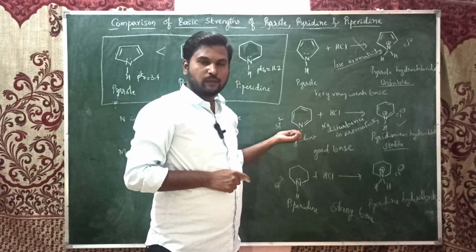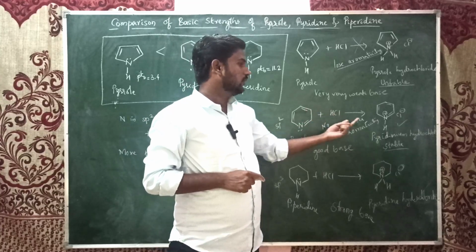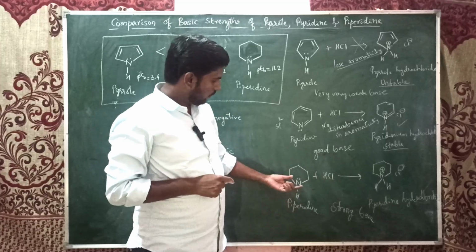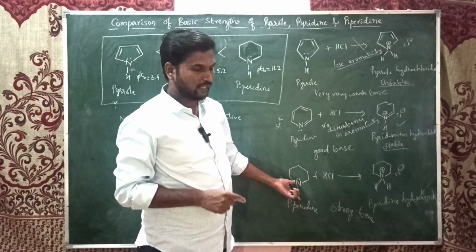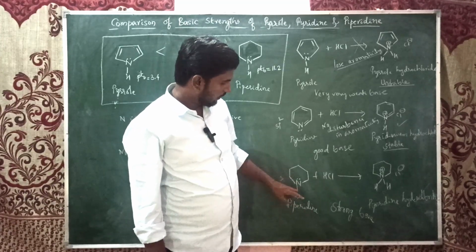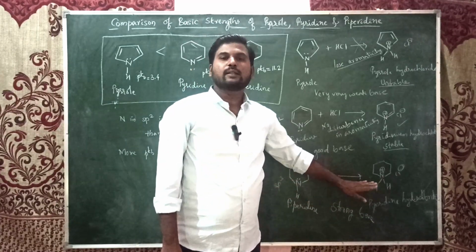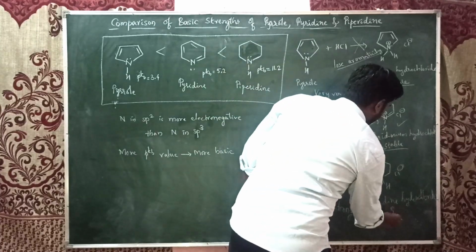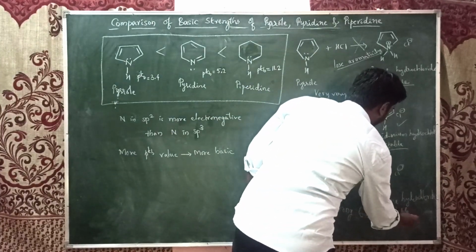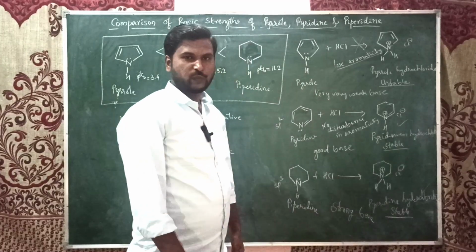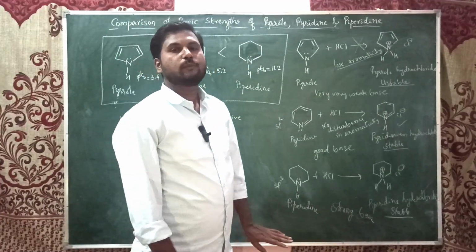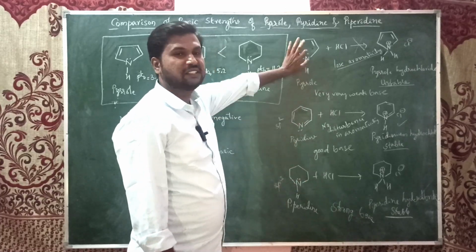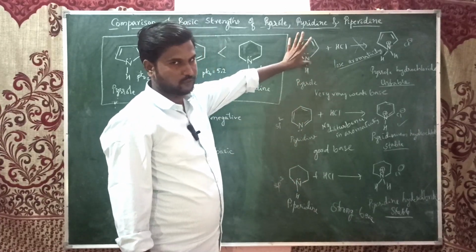This can easily accept the proton, and it can form a stable pyridinium hydrochloride. Here also it is very easy, as piperidine is a secondary amine. It can easily take that proton and form a stable piperidine hydrochloride salt. Okay, this is about Bronsted theory. These two are good Bronsted bases. This is not a good Bronsted base.